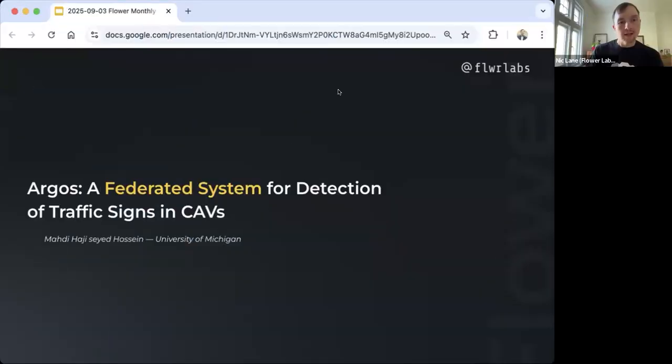We have Mahadi Hajedi. He's actually got quite a few affiliations, but I believe this work has been done while he's at the University of Michigan. He can correct us if I'm mistaken. And this work is a really interesting, prominent application scenario where the types of advantages that federated systems have can often shine.